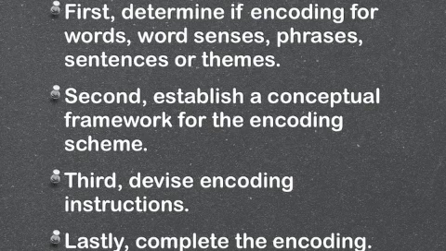The second part of this stage is to establish a conceptual framework for the encoding scheme. It involves attempting to ground the encoding scheme according to some established theory or approach. This will help give some degree of validity to the encoding scheme because it is measuring verbalizations according to a theoretical background.